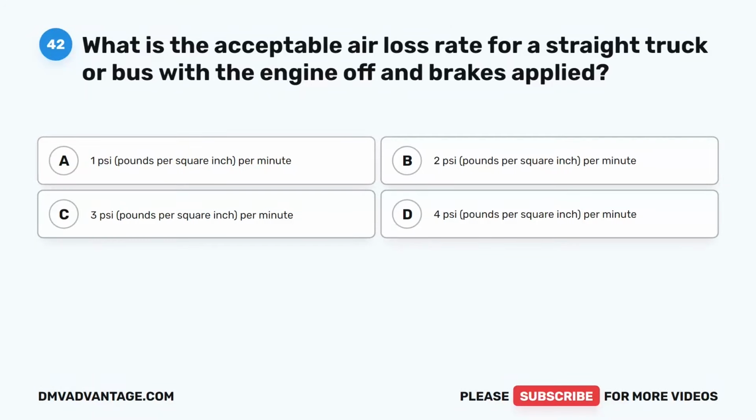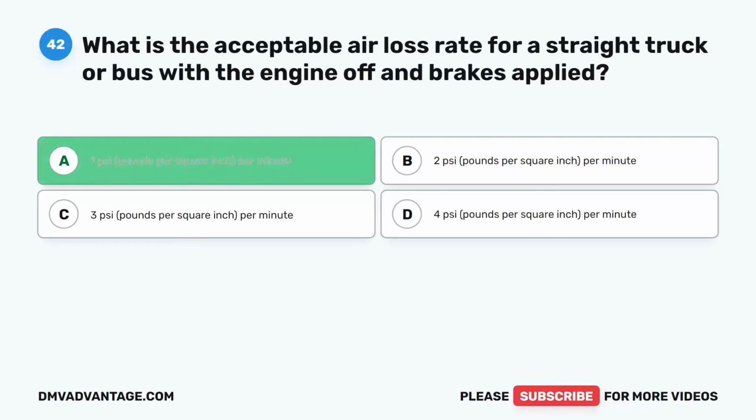Question 42. What is the acceptable air loss rate for a straight truck or bus with the engine off and brakes applied? A. 1 psi, pounds per square inch, per minute. B. 2 psi, pounds per square inch, per minute. C. 3 psi, pounds per square inch, per minute. D. 4 psi, pounds per square inch, per minute. The correct answer is A. 1 psi, pounds per square inch, per minute.